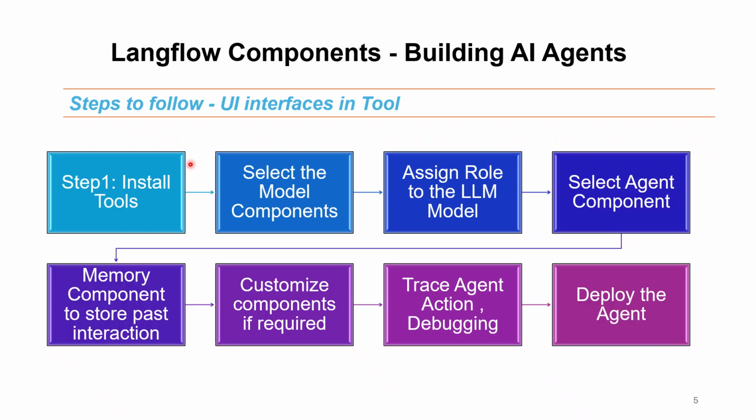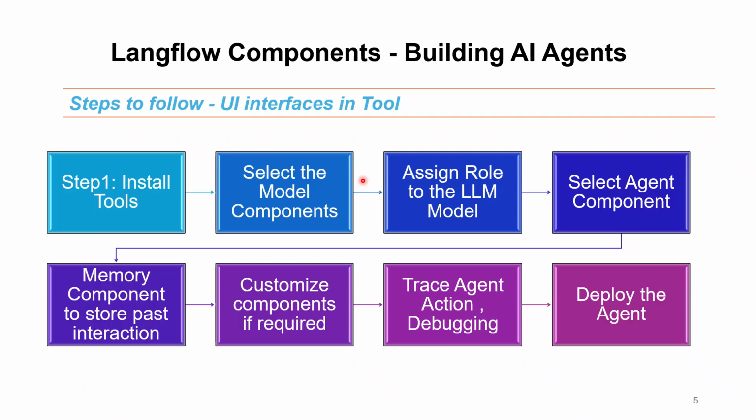There are multiple tools and multiple approaches to build AI agents. We will look into some common steps that are followed by open source frameworks to build AI agents. The common step for building AI agents is first to install the tools on your laptop or get access to the tools which are present on the cloud. Select the LLM model from the model component. Then assign a role to the model by prompts.